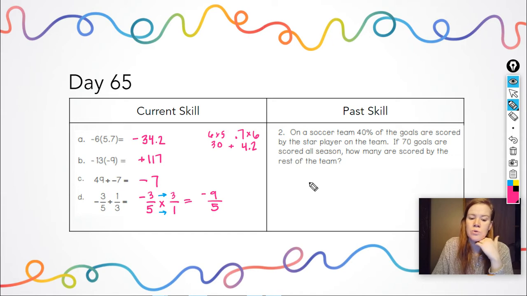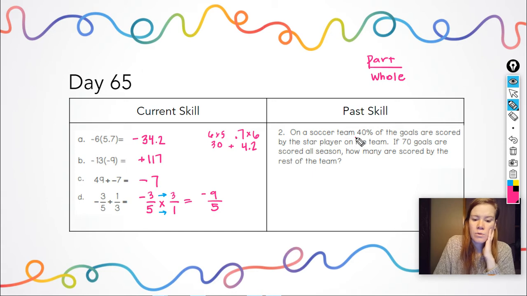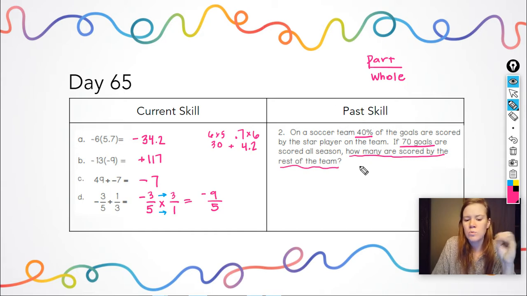Okay, Pascal, on a soccer team, 40% of the goals are scored by the star player of the team. If 70 goals are scored all season, how many are scored by the rest of the team? So with percentages, remember the key idea is comparing the part to the whole. So let's look at what we've got. We've got 40%, we've got 70 goals for the whole team. So you're trying to find how many are scored by the rest of the team. So the rest of the team would be not the star player. It's the worst star I've ever drawn. Okay, not the star player.